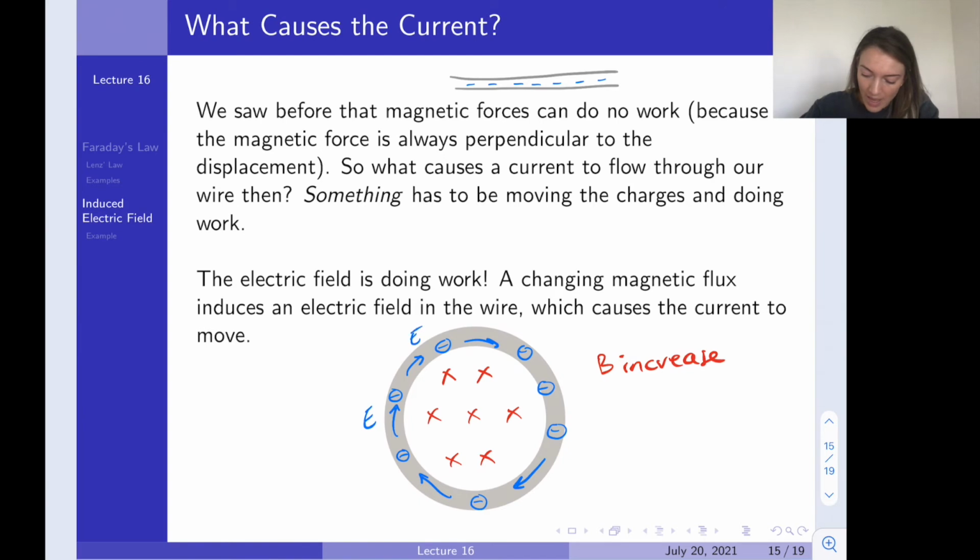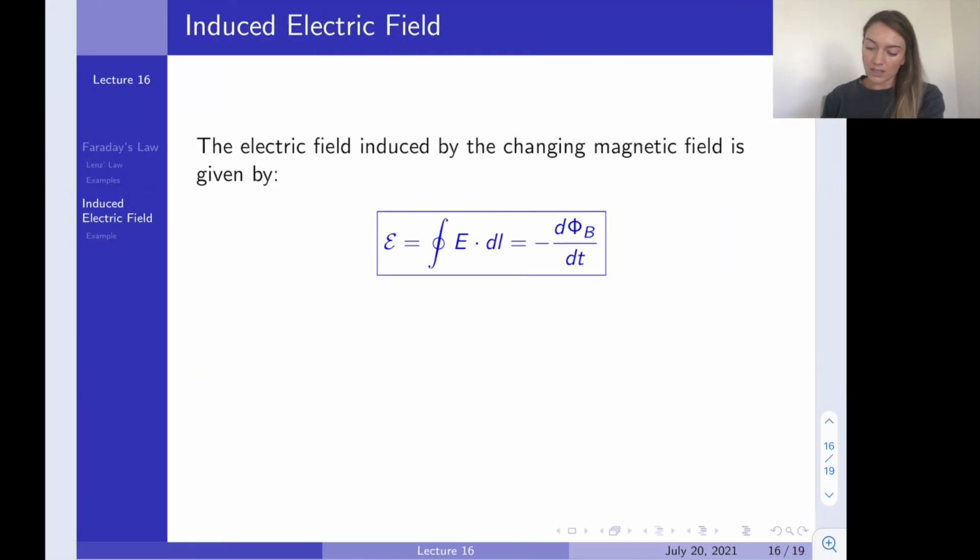So I will actually have an electric field created in this circular path inside the wire. And it's this electric field that's doing work on our charges to make them flow. So since this EMF is caused by an electric field, we can write it this way. Our EMF is given by the line integral of the electric field around this loop.